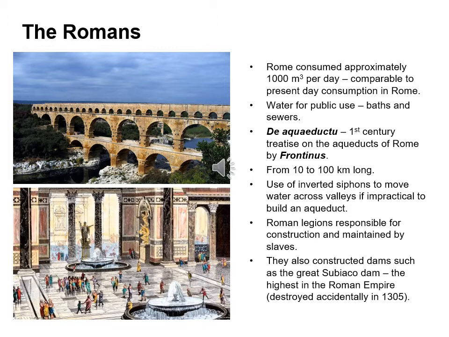They also constructed dams, the greatest being the Subiaco Dam, the highest in the Roman Empire, which was accidentally destroyed in 1305.